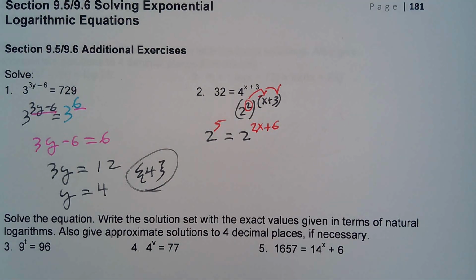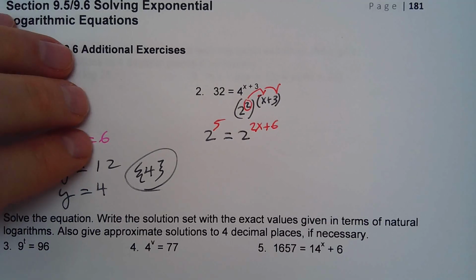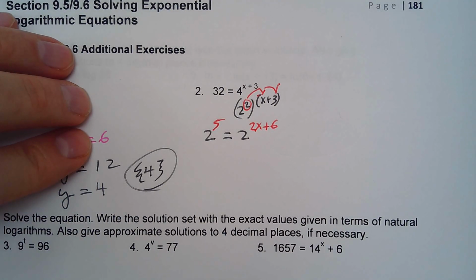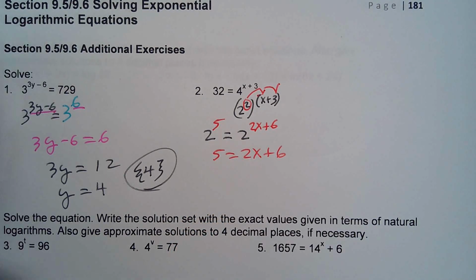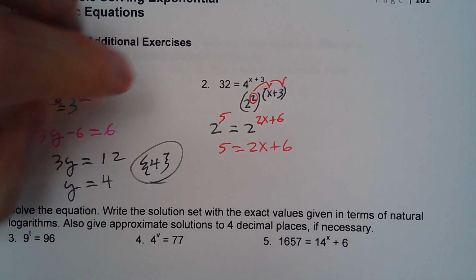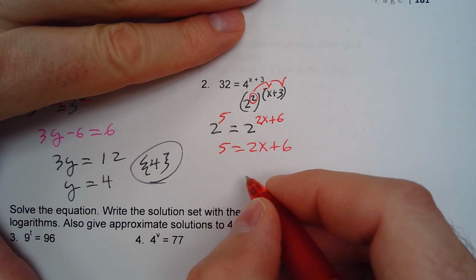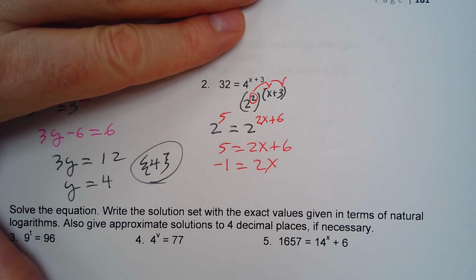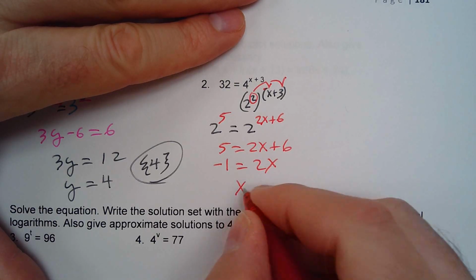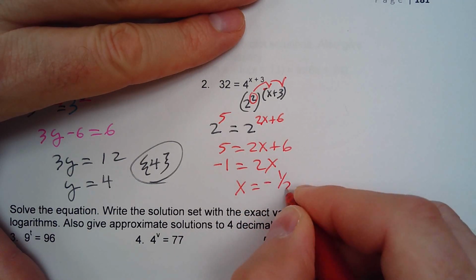And so now I'm going to set the exponents equal to each other and solve. 5 equals 2x plus 6. I'm going to subtract 6 from both sides. So that's going to be negative 1. And then divide both sides by 2. That's x equals negative 1/2.